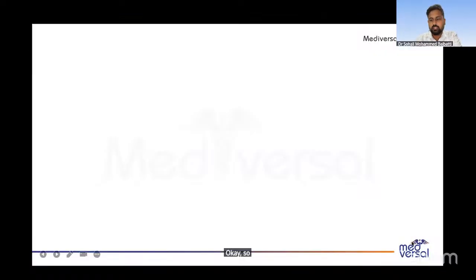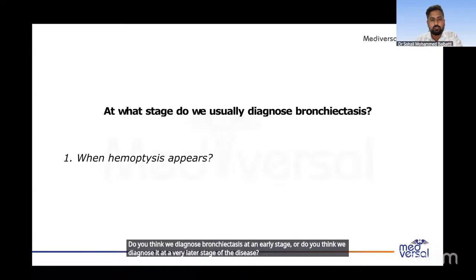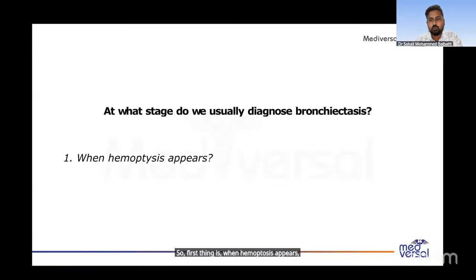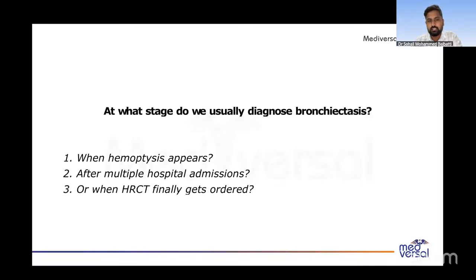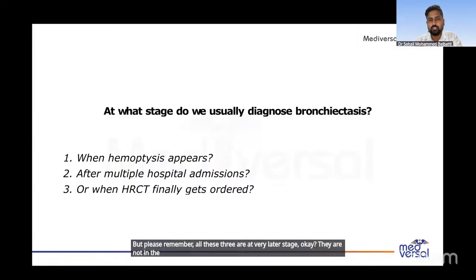Okay, so let us begin. At what stage do we usually diagnose bronchiectasis? Do you think we diagnose it at an early stage, or at a very later stage of the disease? First, when hemoptysis appears. I think most of you will agree that when hemoptysis appears, we tend to diagnose bronchiectasis, which is again the latest stage. Or in any patient having recurrent multiple hospital admissions, or when the HRCT finally gets ordered, where we can see the picture in front of our eyes. But please remember, all these three are at a very later stage, not the beginning stage of bronchiectasis.